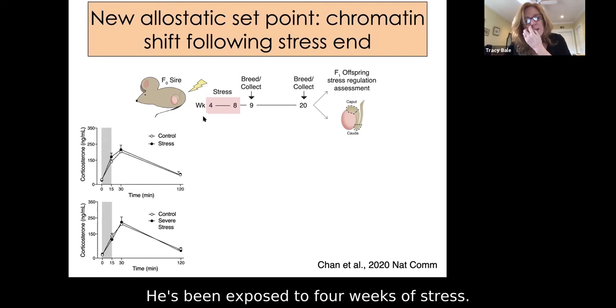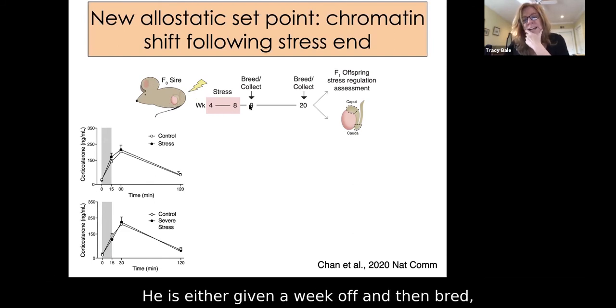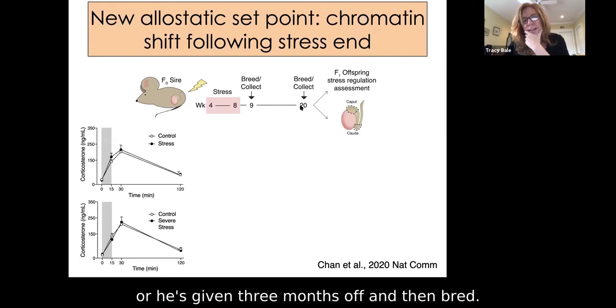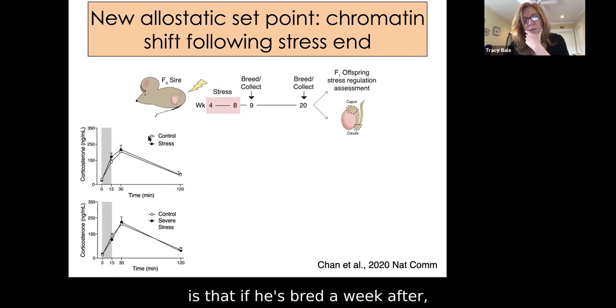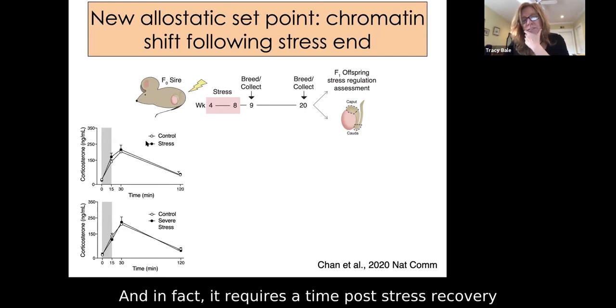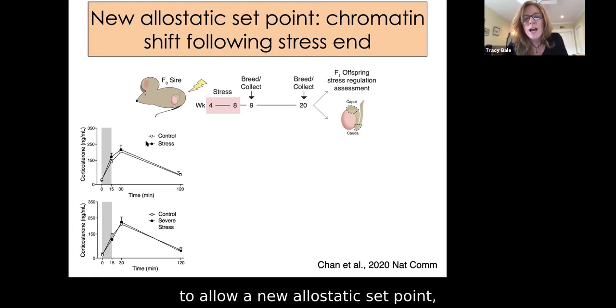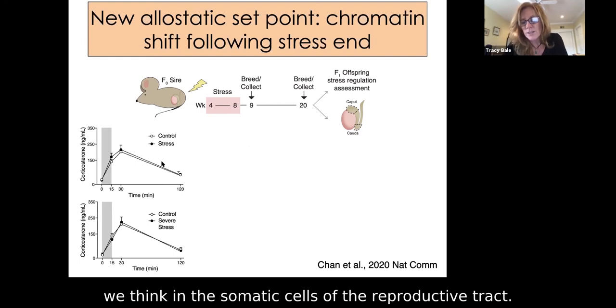F0 is the dad. He's been exposed to 4 weeks of stress. He is either given a week off and then bred, or he's given 3 months off and then bred. What's interesting, as I showed you before, is that if he's bred a week after, he doesn't pass on the effect at all. And in fact, it requires a time of post-stress recovery to allow a new allostatic set point, we think, in the somatic cells of the reproductive tract.